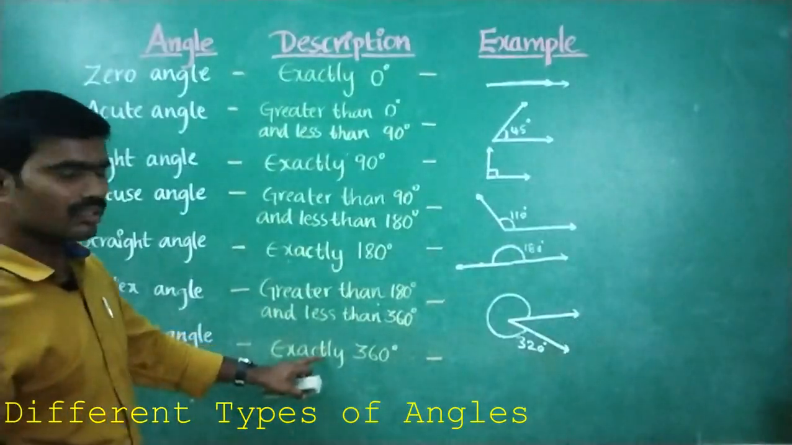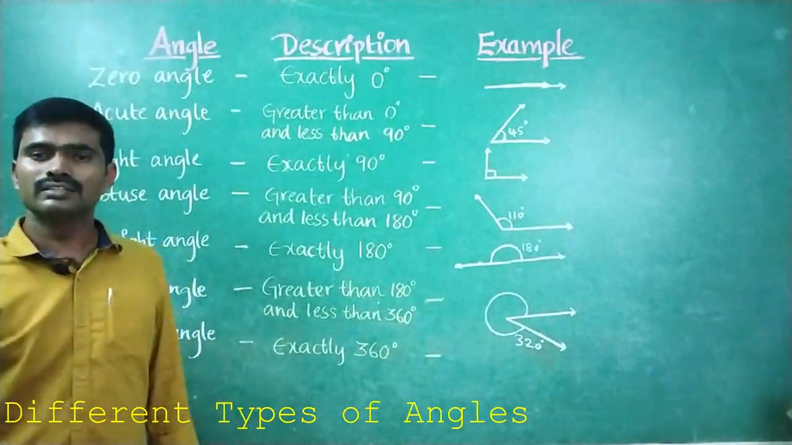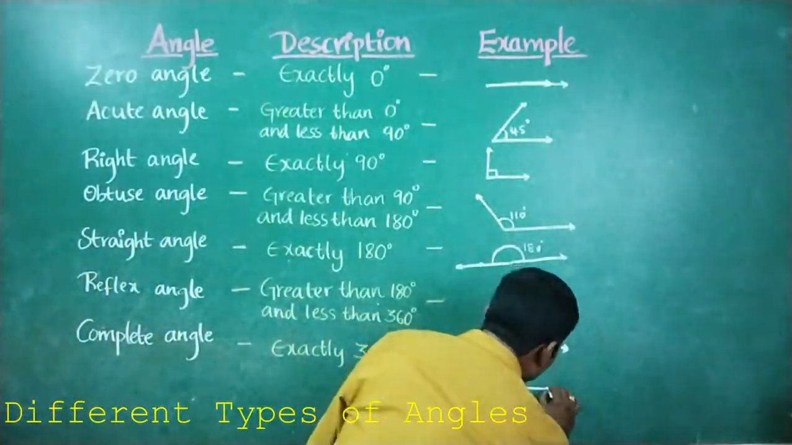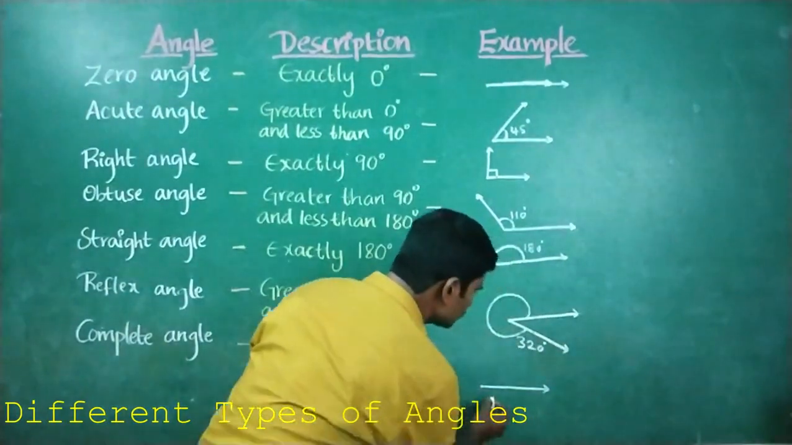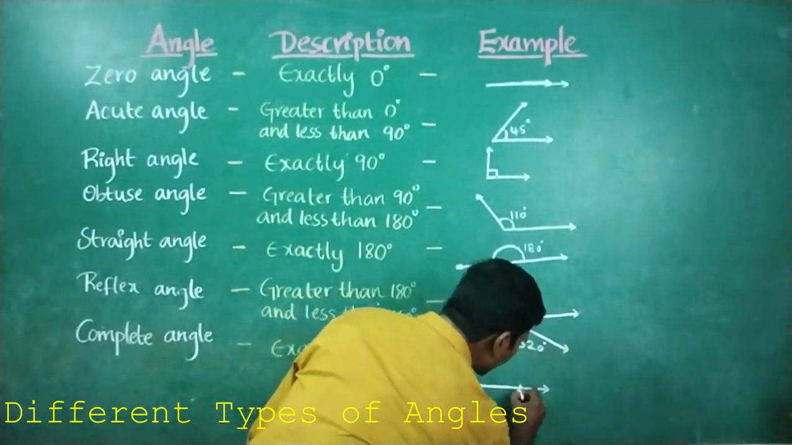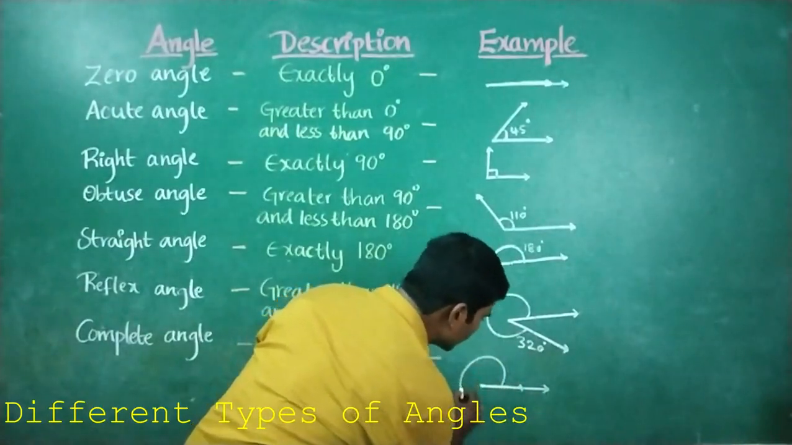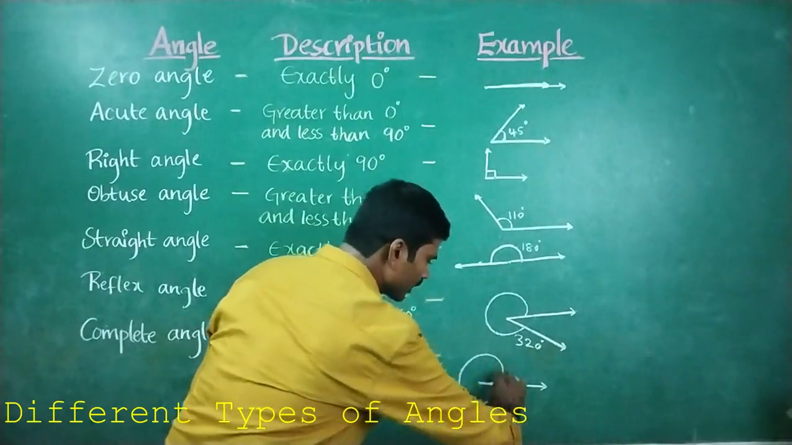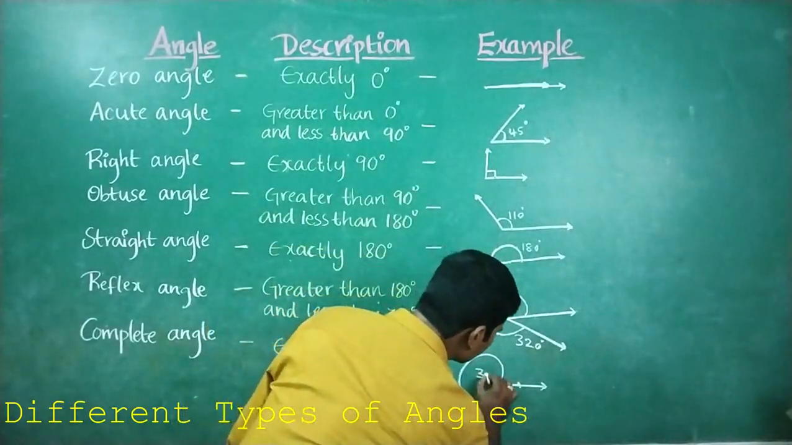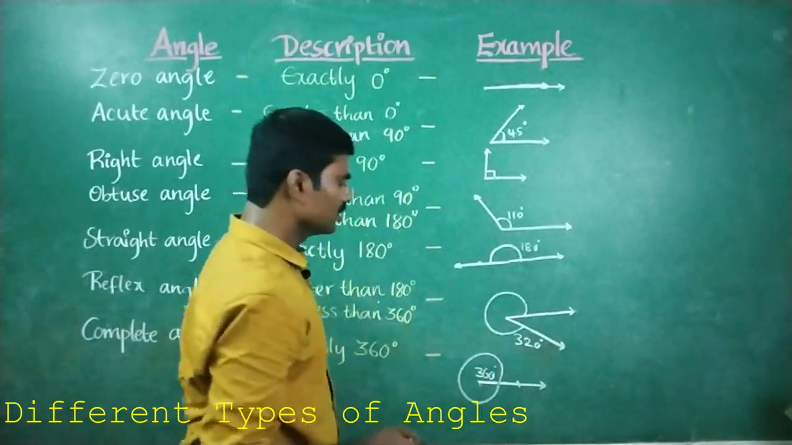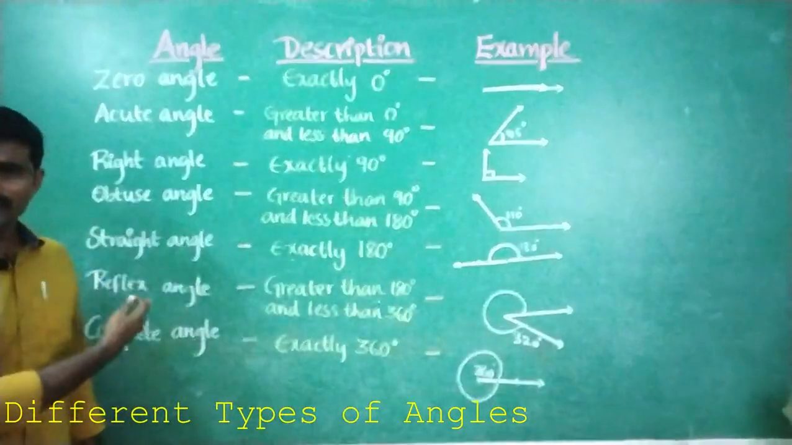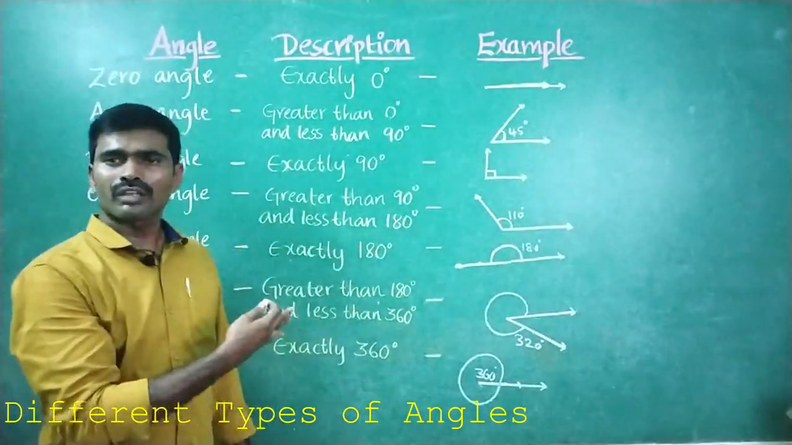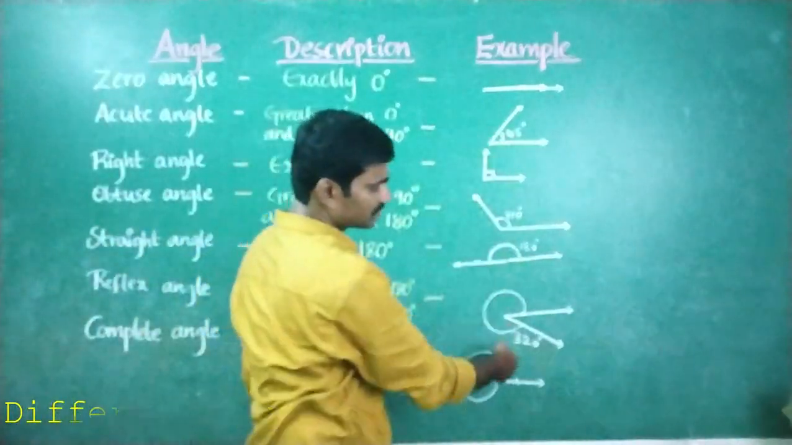Complete angle. The angle which is exactly 360 degrees is called a complete angle. This is the initial ray, this is the terminal ray. Here, the initial ray and terminal ray completed one rotation, so this is 360 degrees. So these are the types of angles, and they are compared with a single angle only.